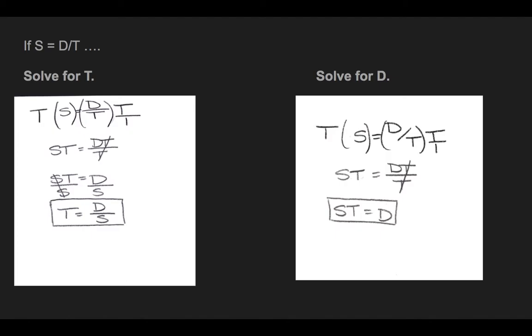In the right-hand side picture, we have speed is equal to distance divided by time. We have to multiply by time to cancel it out on the right-hand side of the equation. So then we get speed times time is equal to distance. So that is the equation for distance.